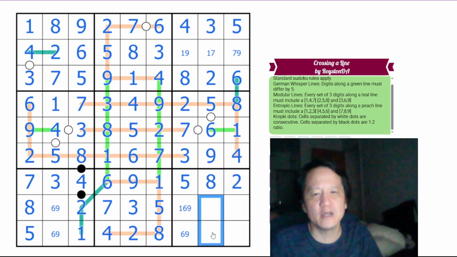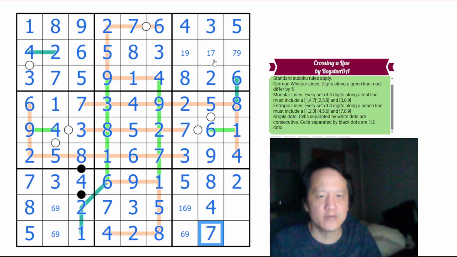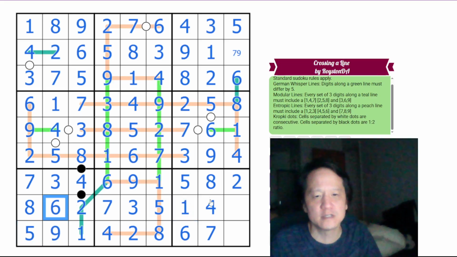In column 8, we are missing 1, 7, and 4. 4 cannot be here, 4 cannot be here. Therefore, this is a 4. This can't be 1, so this must be 7, which makes this 1, which makes this 9. That makes this 6, which makes that 1. 6 eliminates 6 here, so that's 9 and 6. This 9 eliminates 9 here, so it's 7.